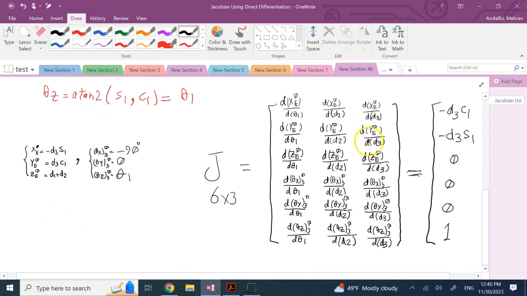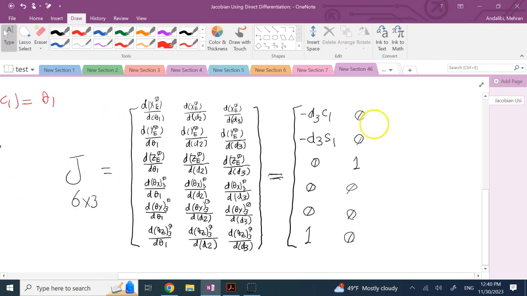And then with respect to d3, again, only the first two terms have derivative, and that is negative S1 and C1. Everything else is 0, right? So negative S1 and C1, and then a bunch of zeros. Done. Okay, so this is what? This is the Jacobian of this RPP robot, or cylindrical robot.